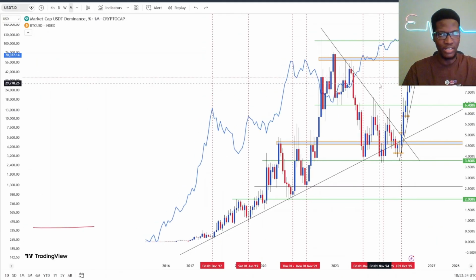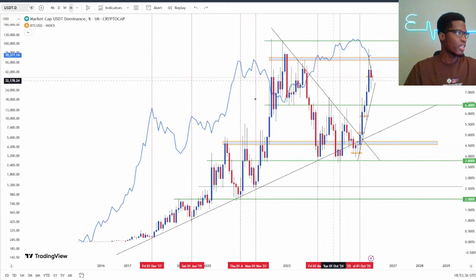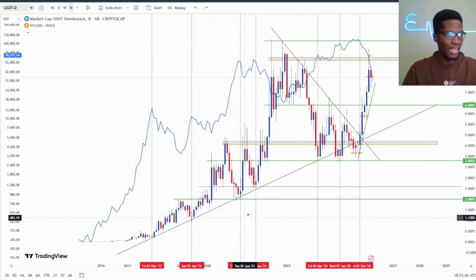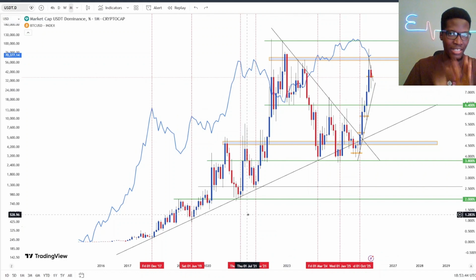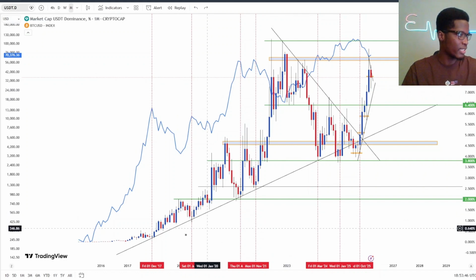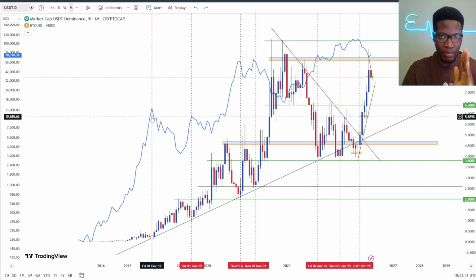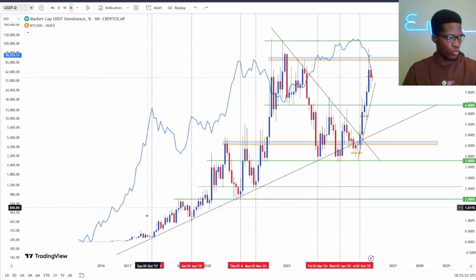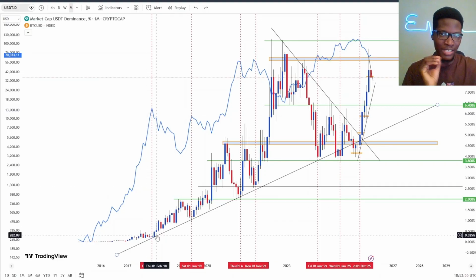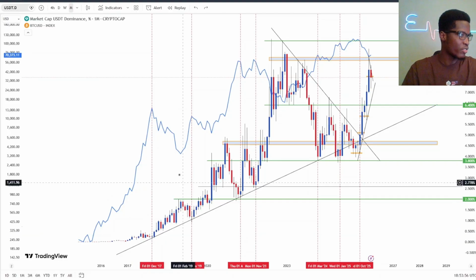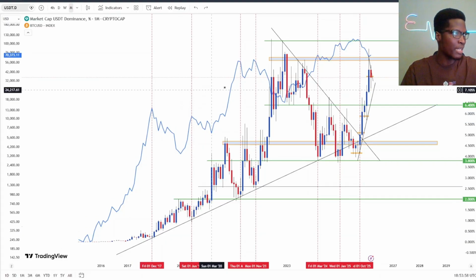This is our USDT chart. This blue line here is our Bitcoin USD. The candles you see here are USDT dominance. As I already said, you can see the inverse relationship that they have here. The peak in Bitcoin USD corresponds to a bottom in USDT dominance. So these red lines are the peaks in Bitcoin USD.